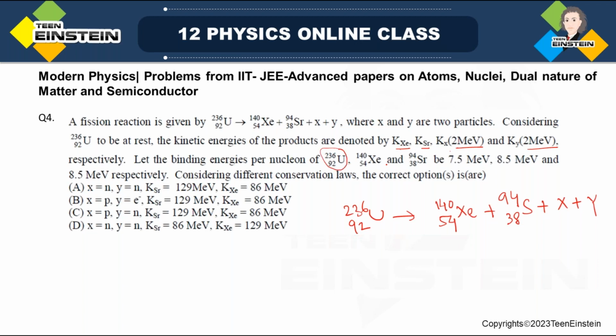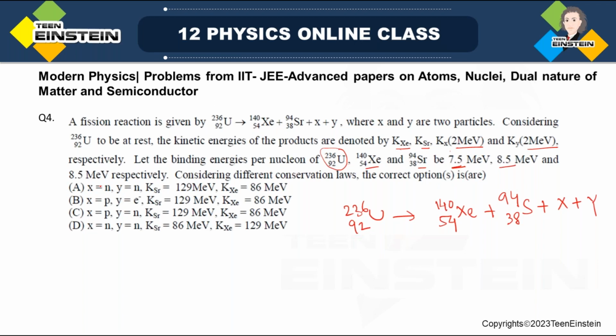this uranium and xenon, strontium are as follows. So this is actually binding energy per nucleon. Okay, for uranium it is 7.5 MeV, then xenon is 8.5 MeV, strontium 8.5 MeV respectively. Considering different conservation laws, the correct option or options are these.